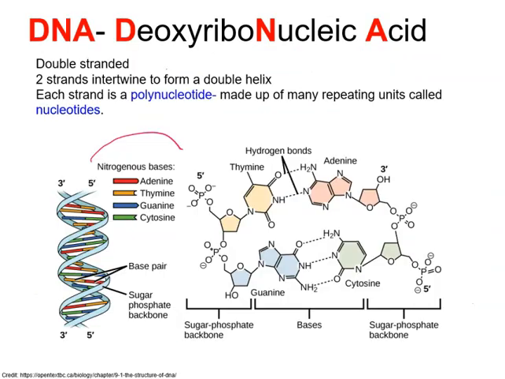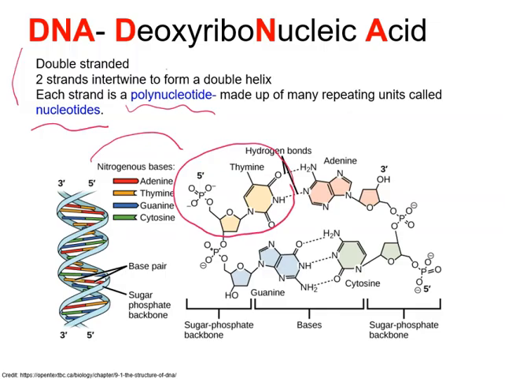So if we take a look at the structure of the DNA, we're going to see that it is a double-stranded molecule, and the two strands intertwine to form a double helix. And each strand is actually a polynucleotide. Why? Because it's made up of many repeating units called nucleotides. So basically, these nucleotides are linked together into chains. So I'm going to go ahead and circle one nucleotide for you. So here you go.